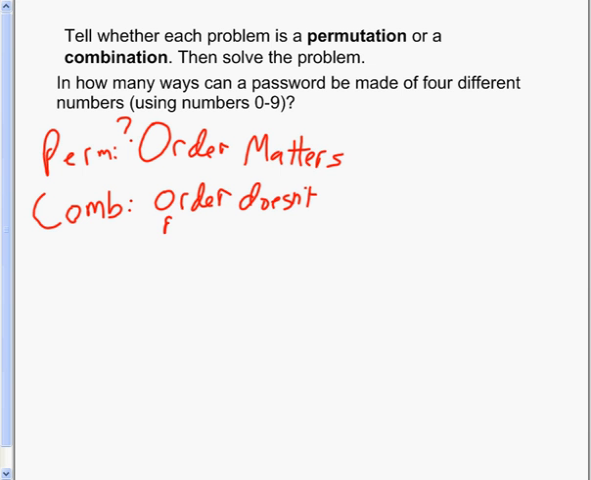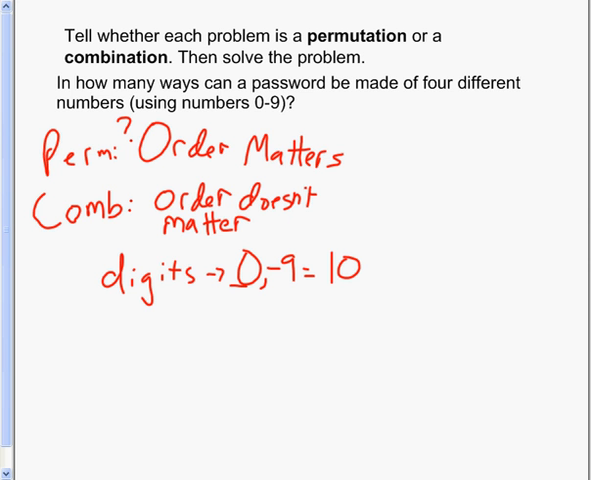So when order doesn't matter, we have to put a line, because then we're going to have to divide by the number of ways we can arrange the set on top. So, in how many ways can a password be made of 4 different numbers? So numbers are digits. Once we hear that word, we have to think 10, because digits means 0 through 9, which is 1, 2, 3, 4, 5, 6, 7, 8, 9, and our 10th number is 0. So again, digits mean 10.